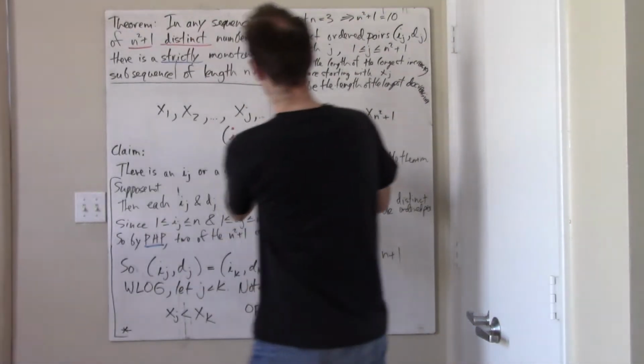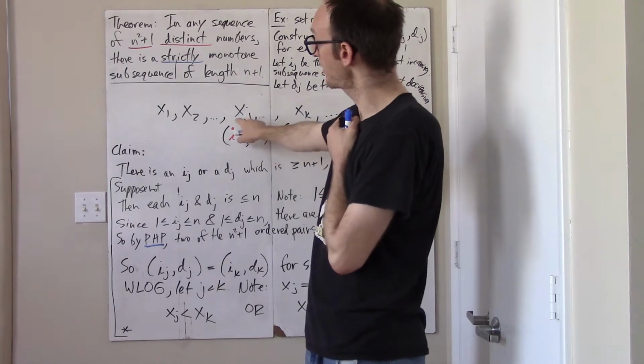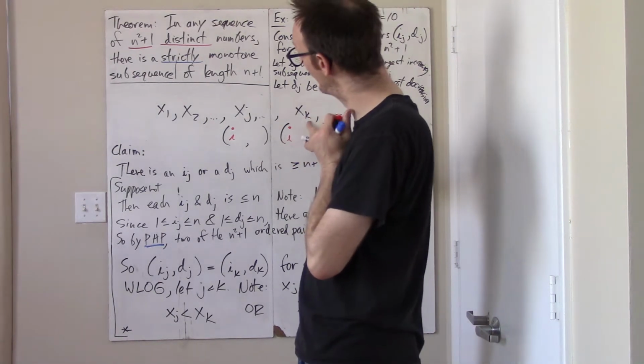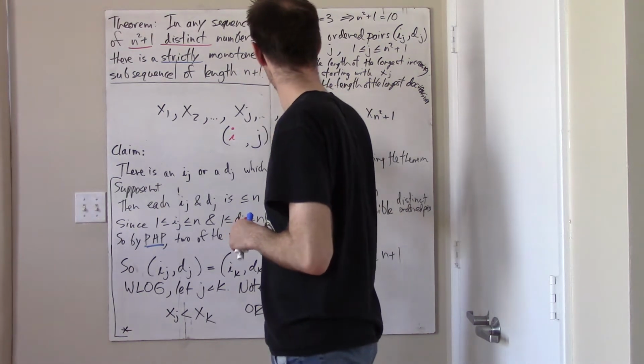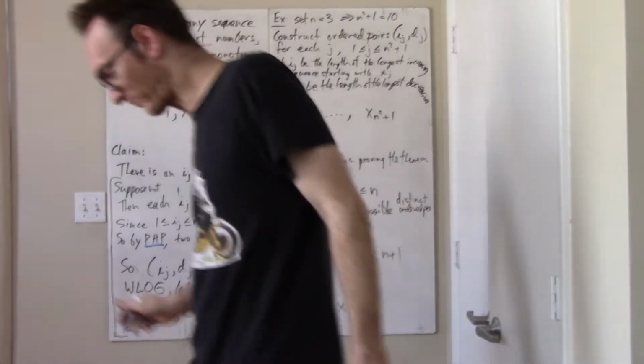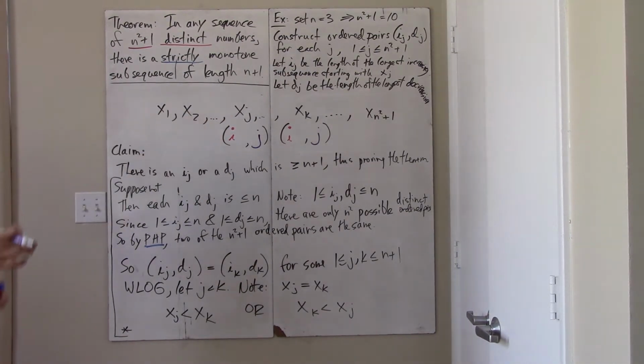Also, here as well, the length of the longest decreasing subsequence starting here is the same. So j. Okay, why is it, we've shown by the pigeonhole principle that on the assumption that our theorem is false, there must be two elements in the sequence with the same ordered pair associated with them. Why is that impossible? Well, maybe you just kind of see it already, right?